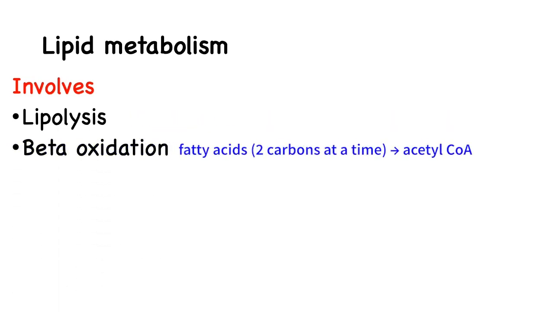Beta oxidation, which occurs in the mitochondria. This is the breakdown of the fatty acids, 2 carbons at a time, forming acetyl-CoA. Acetyl-CoA, recall, transfers the 2-carbon acetyl group to the citric acid cycle.